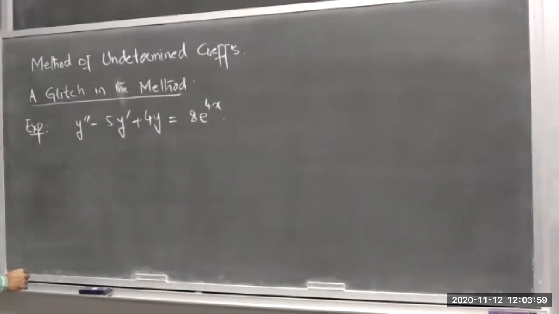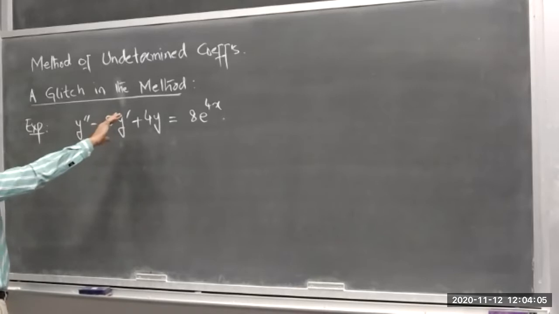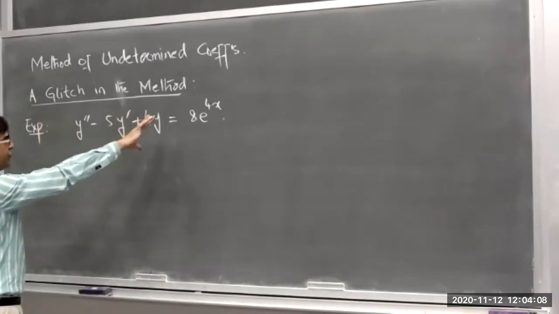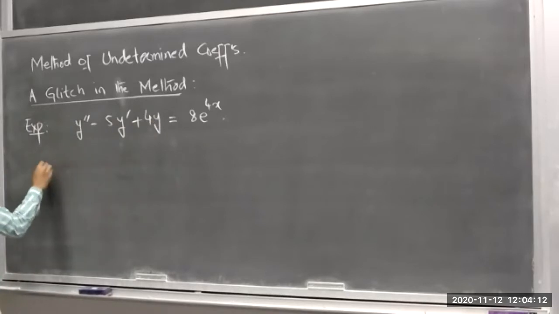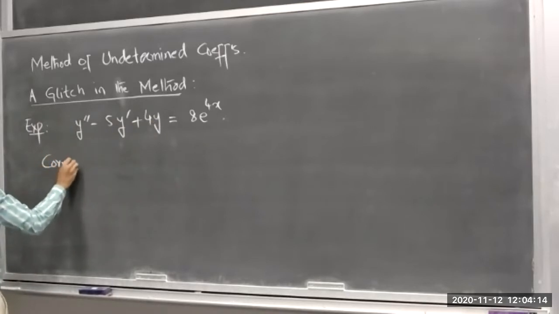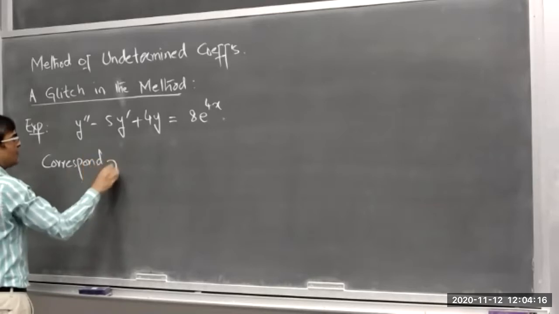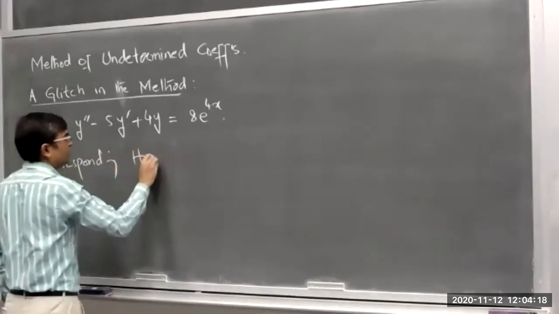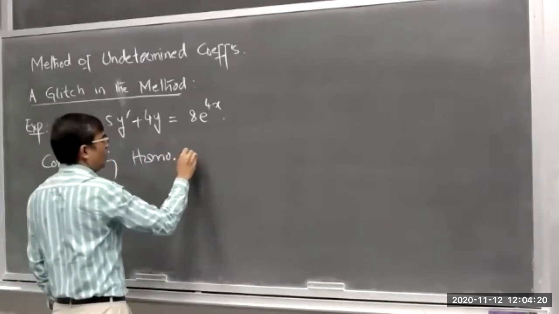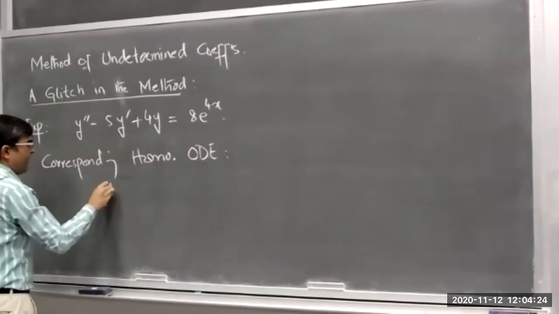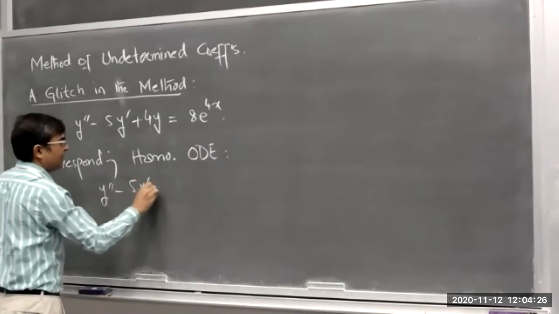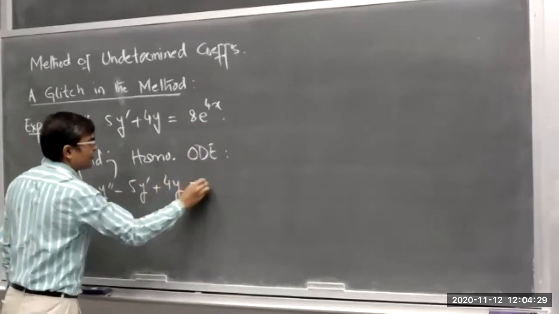How do we find the complementary solution? We write the associated homogeneous differential equation. So the corresponding homogeneous ODE is y double dash minus 5y dash plus 4y is equal to 0.